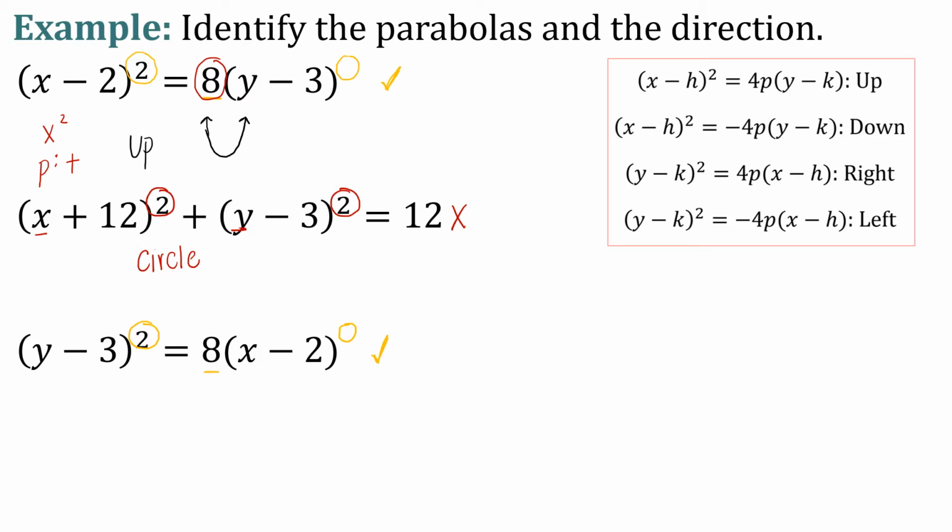Now, is it going to open up, down, left, or right? What I notice is that I have a y squared, and that my p is 8. And since my p is positive because it's an 8, I know that this parabola is going to open to the right. So it's going to open something like this.